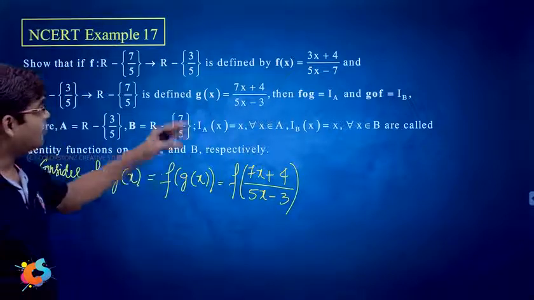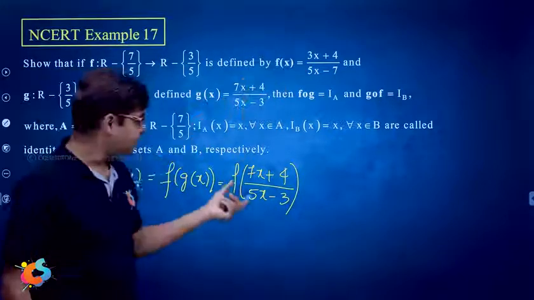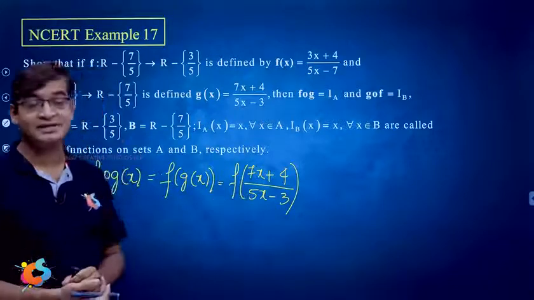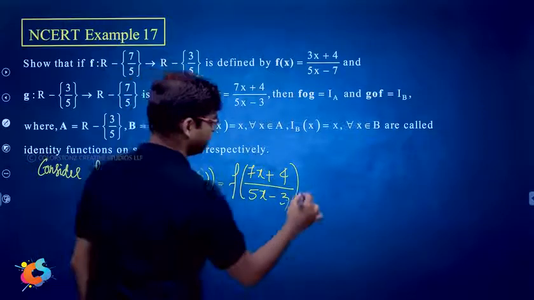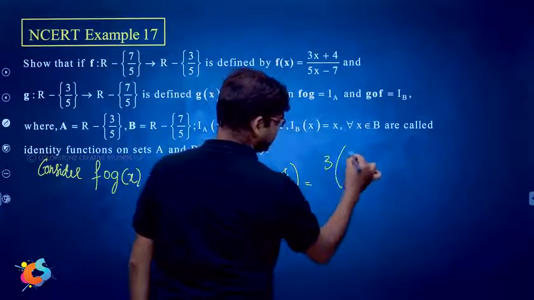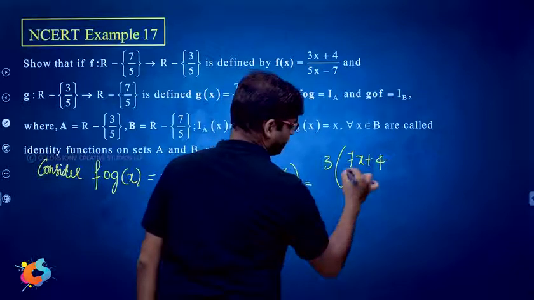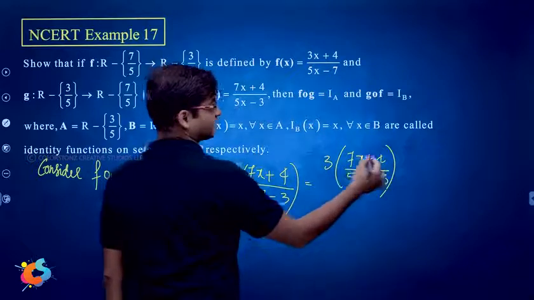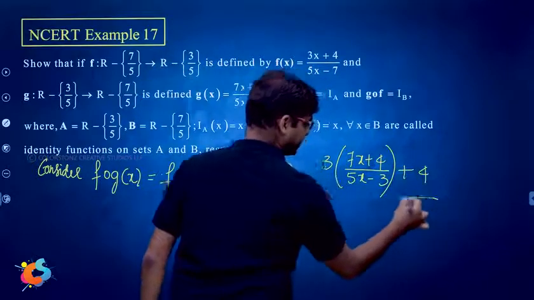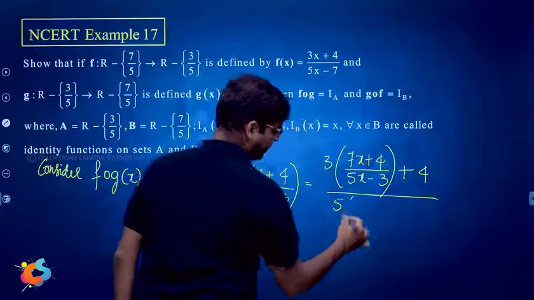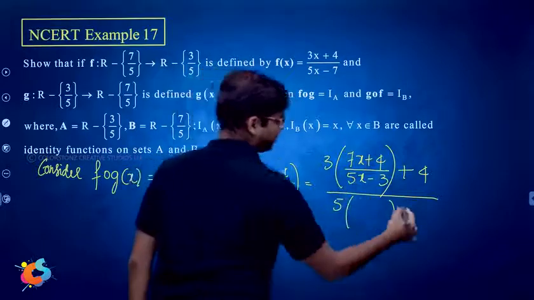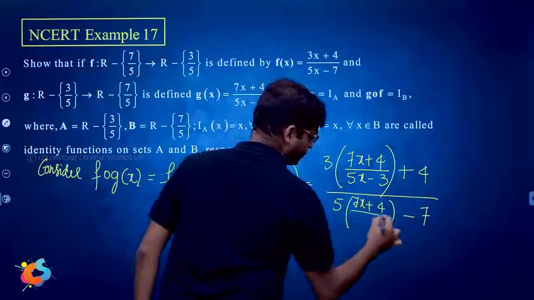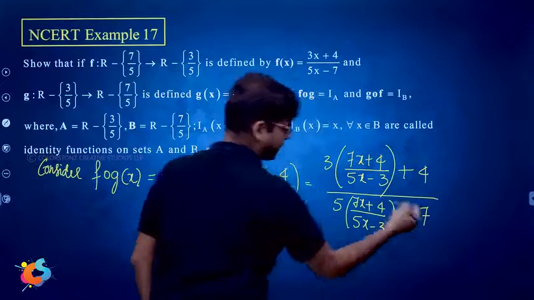Okay. So what is f of x? This thing. What is f of this thing? Wherever x is there, you have to put (7x plus 4) by (5x minus 3), isn't it? Right? So therefore, here we have 3 into (7x plus 4) divided by (5x minus 3). This has come in place of x, plus 4 as it is, divided by 5 in place of x. I will write the same thing, minus 7. So here we have (7x plus 4) by (5x minus 3) and minus 7.